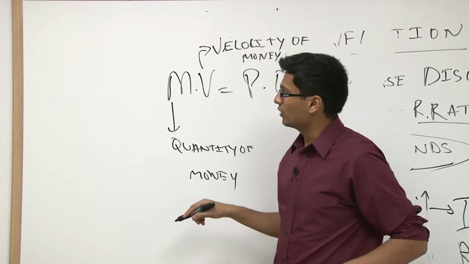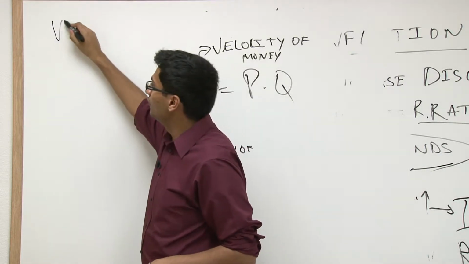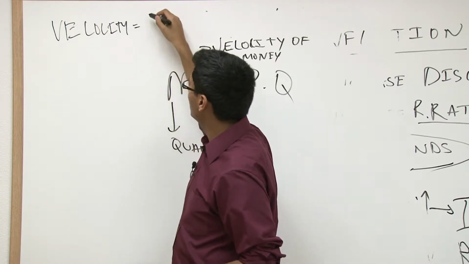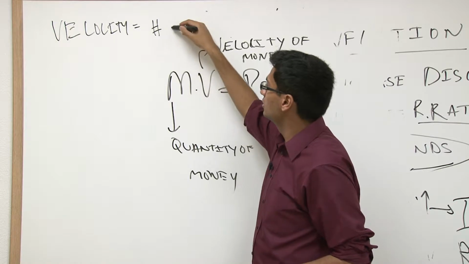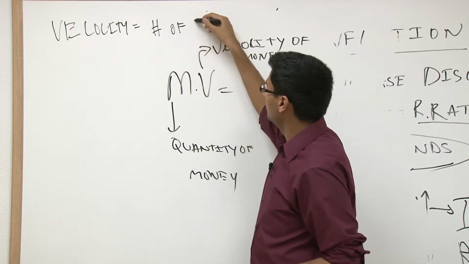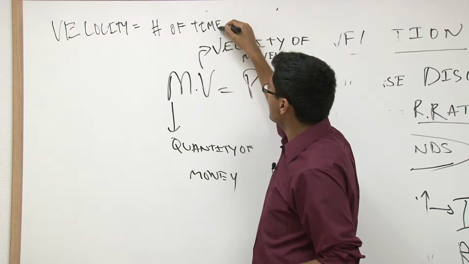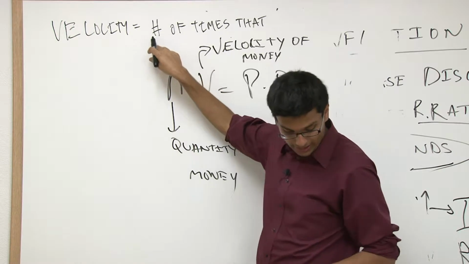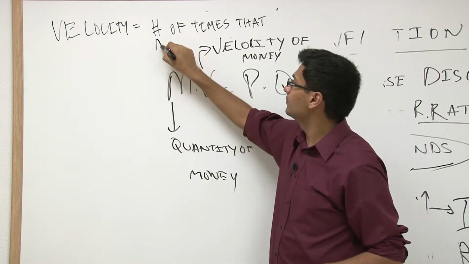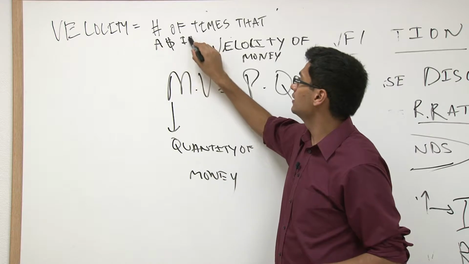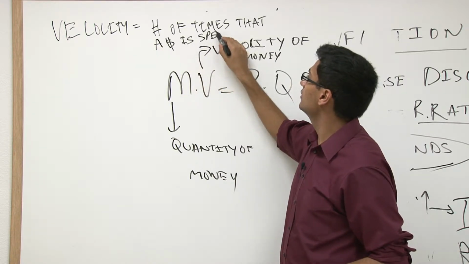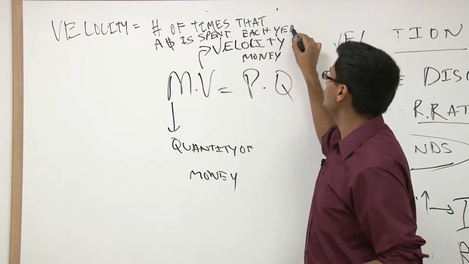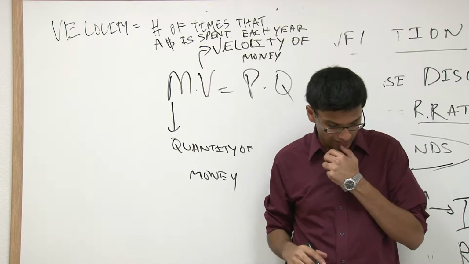So I think it might be actually worth it to just write it down. Velocity is the number of times that a dollar is spent each year. Okay, so it's just a calculation of how fast the money is moving each year.